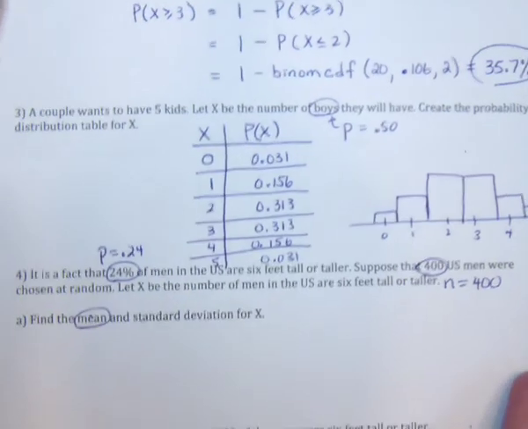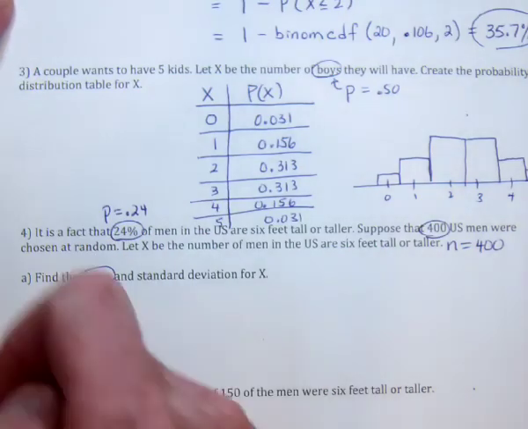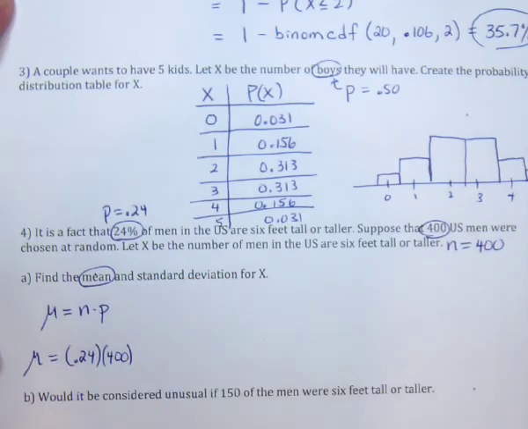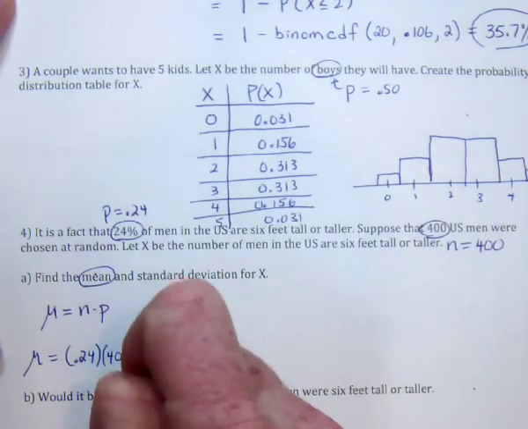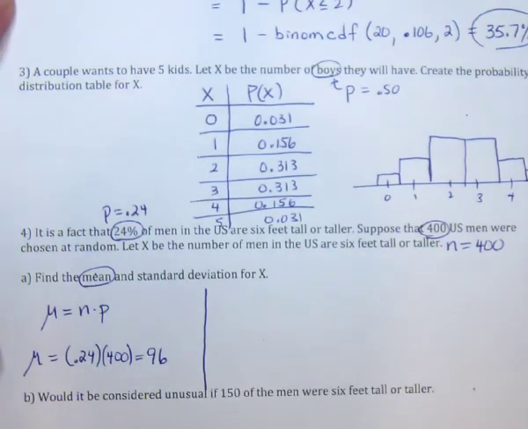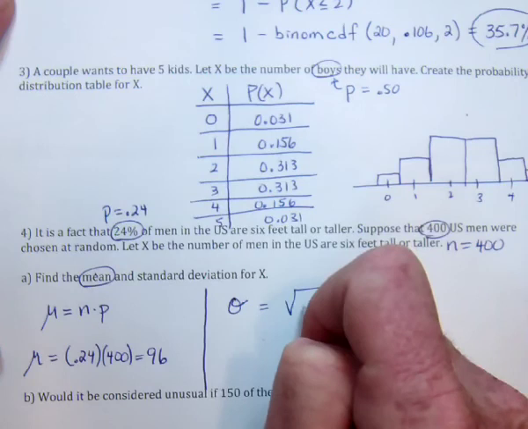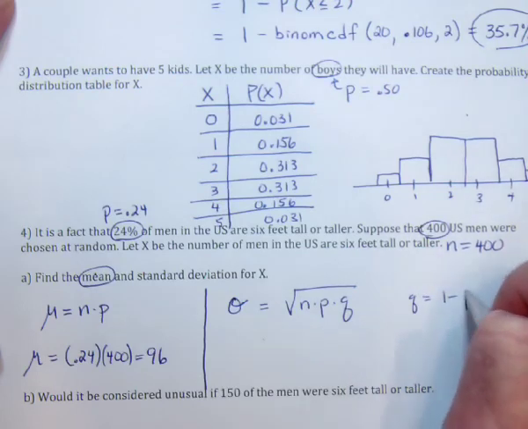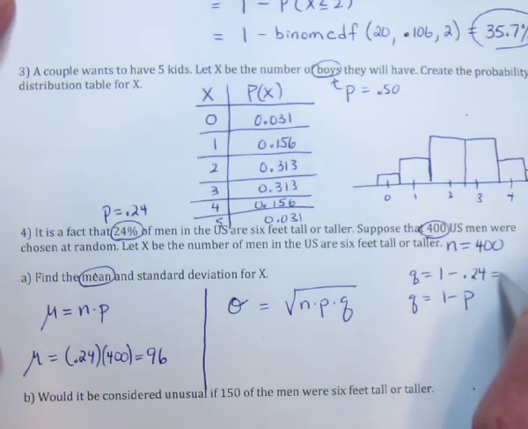Well, to find the mean and the standard deviation, the mean formula is just N times P. So just multiply those two. So on average, 24% of 400 men, multiply, would be 96 men. Then the standard deviation, sigma, the formula is very easy. It's the square root of N times P times Q. And the Q is 1 minus the P. So in other words, Q is going to be 1 minus 0.24. So that's 0.76.